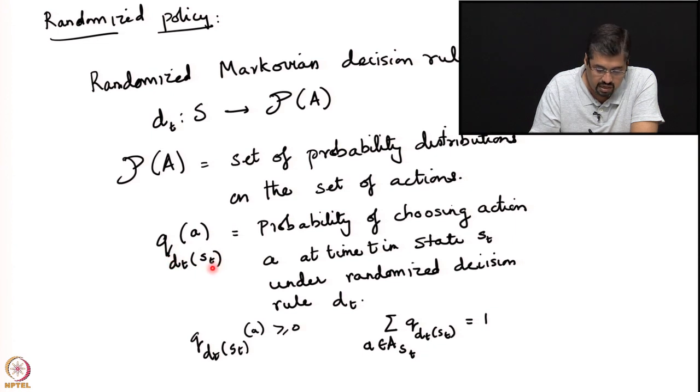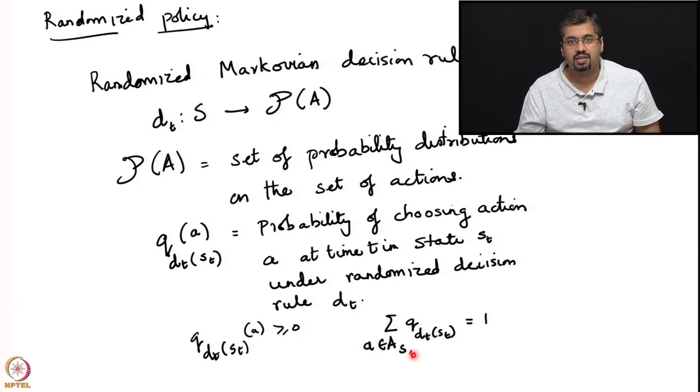So, given the state at time t and given the Markovian decision rule, you get a probability distribution on the actions. So, q of a sub dt of st. This was a Markovian randomized policy, or a Markovian randomized decision rule. So this gave you a probability distribution on the set of actions. So, it had to be greater than or equal to 0, and the sum over all the feasible actions, the actions available at that state, had to be equal to 1. So, naturally all other actions that are not available in that state are given probability 0.